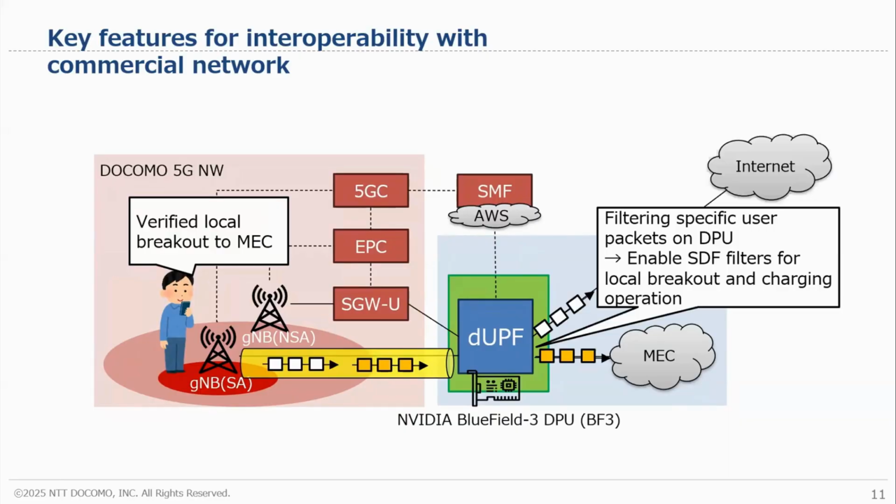And the second is filtering. So we supported the filtering of specific user packets on DPU. This enables SDF filters for local breakout to the MEC and charging operations. The SDF filter is rules defined in the 3GPP standard for granular traffic control on a per user basis. And we tested that specific packets could be locally broken out to the MEC, while other traffic could be routed to the internet side.